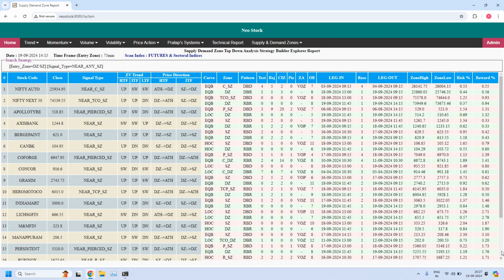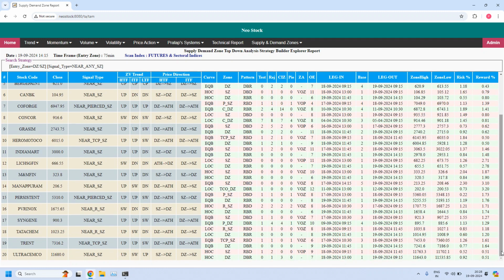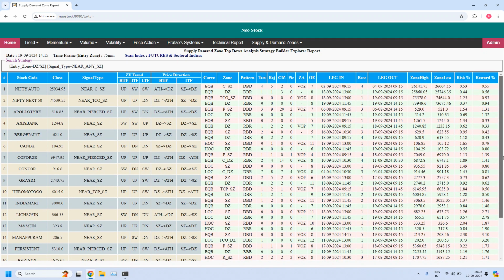Let me scroll the list down. So total 20 stocks are filtered near to the 75 minute supply zone. Let's identify daily high liquidity supply zones from this list. First one, NIFTY Auto. It is an indices not listed in F&O, we can ignore.